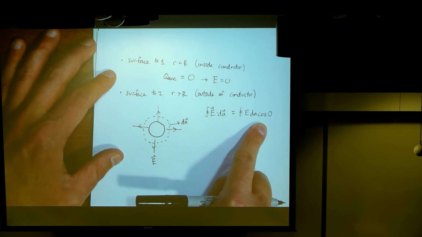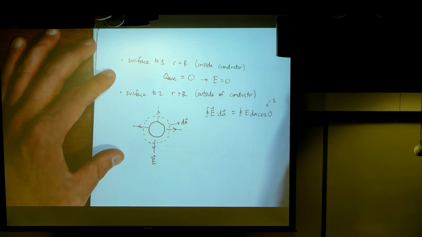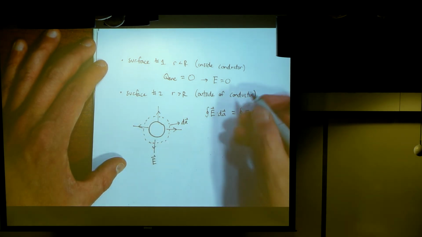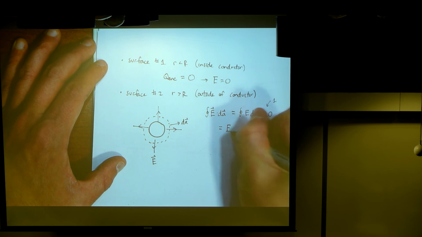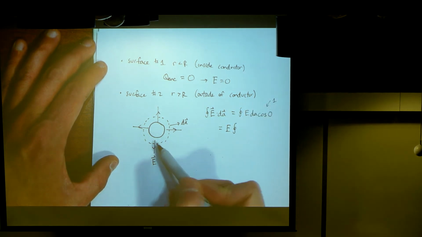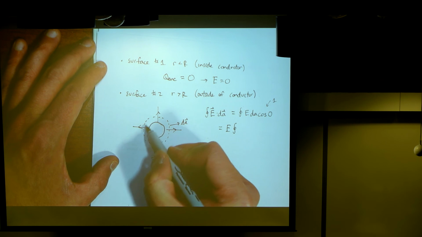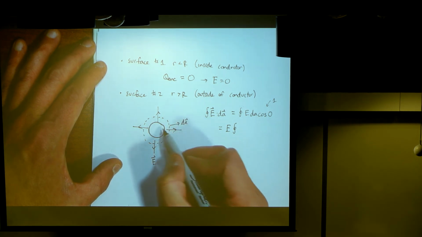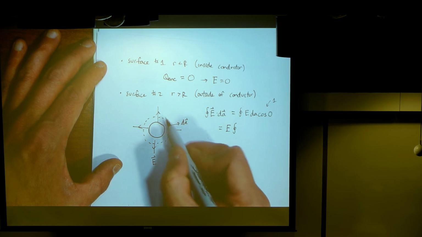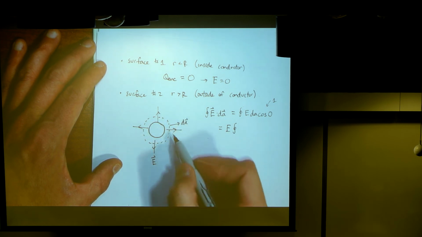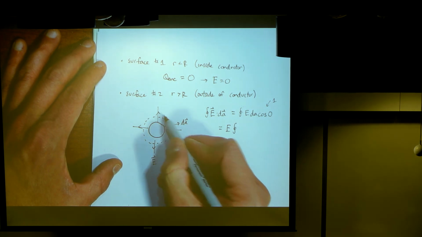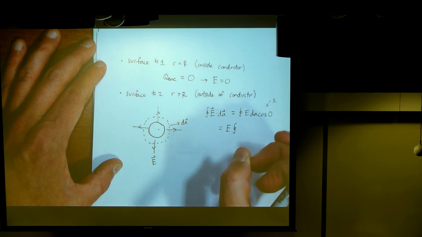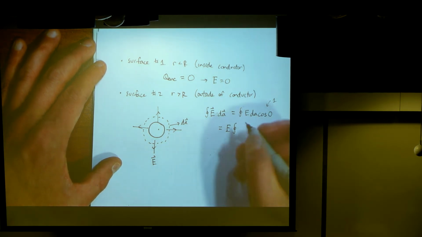Okay, so we have that. Cosine 0 goes to 1, so we can basically just drop it. Also, E is something we can now pull out of this integral. Why is that? Because the strength of the electric field is the same at every point along this surface. The only thing the strength of the E field depends on is your distance from the center, because it's spherically symmetric. And that means at every point along this sphere, we're the same distance away from the center, so we have the same E field strength. That's why we're able to pull it out.